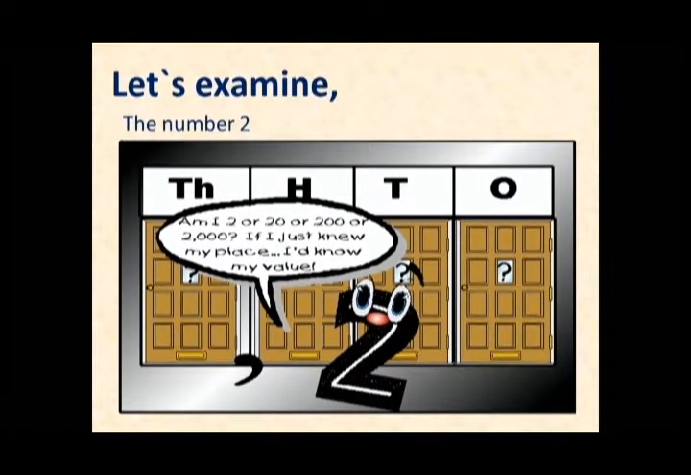Let's examine the number 2. Number 2 is asking us a question. It's saying something here. When you look at number 2, am I 2 or 20 or 200 or 2000? If I just knew my place, I would know my value. Now, boys and girls, where do you think we would put number 2 on the place value chart? It's 2 by itself. So it means that that would go exactly under the ones column. 2 ones.